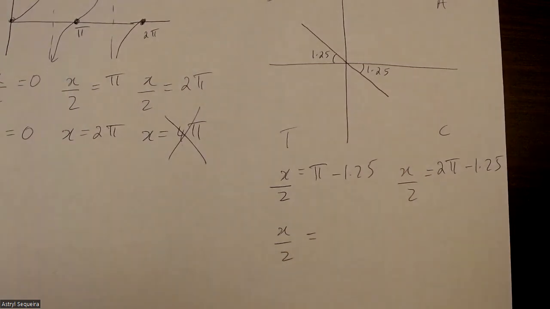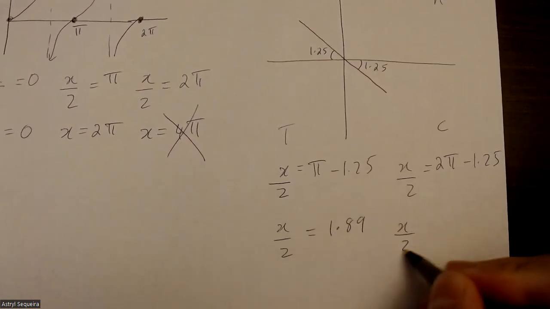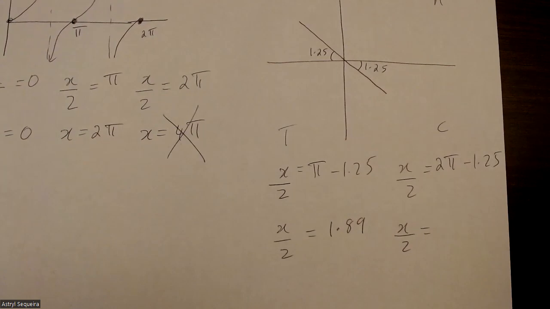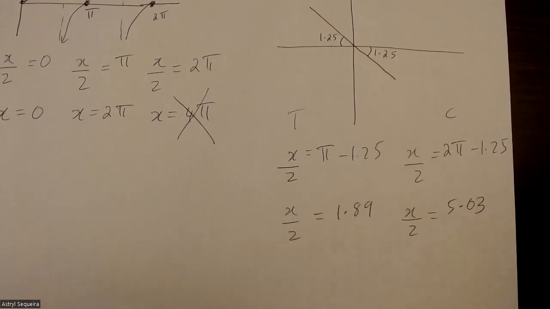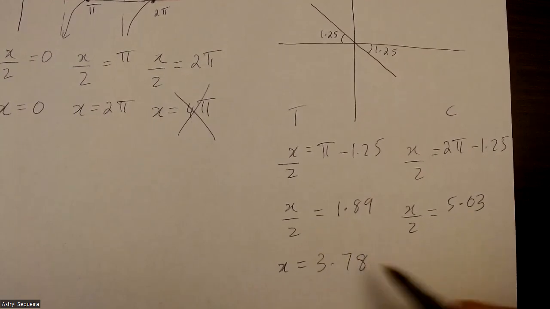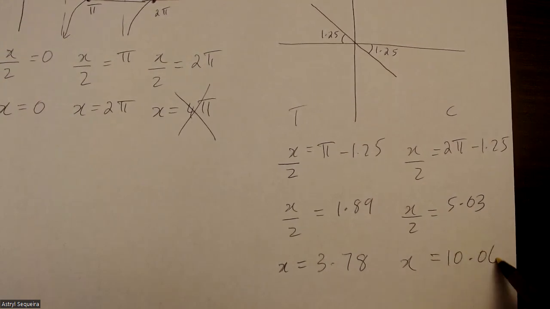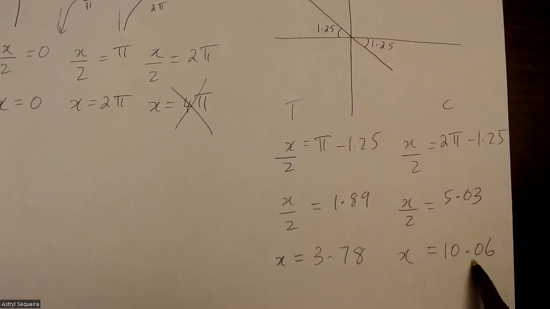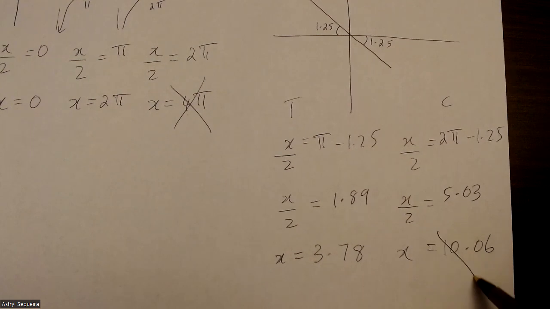So pi minus 1.25 is 1.89. And 2 pi minus 1.25 is 5.03. Now again, all I have to do is multiply the 2 on the other side. So I get x equals 3.78, which is definitely less than 2 pi. And over here, I get x equals 10.06, which is again much larger than 2 pi. 2 pi is 6.28. So this solution here is again invalid.